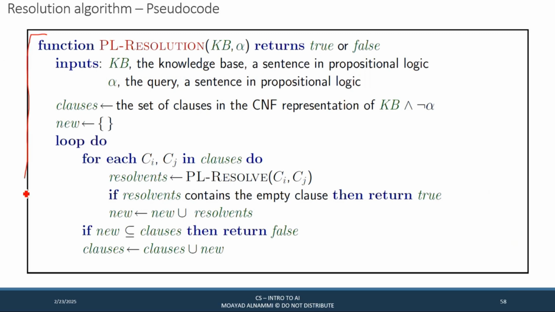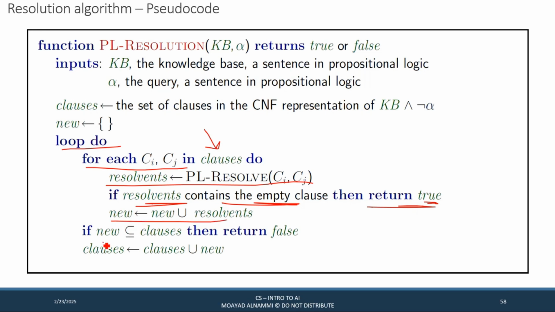This is the pseudocode for the resolution algorithm. You have a knowledge base, you have an alpha. Your clauses is a set of clauses in the CNF for KB and not alpha. And these are new clauses that you generate. You keep looping. For every 2 clauses in your clauses, you're going to perform the resolution. And for the possible clauses that are generated by the resolution, if it yields the empty clause, then you can stop and you return that yes, KB does entail alpha.